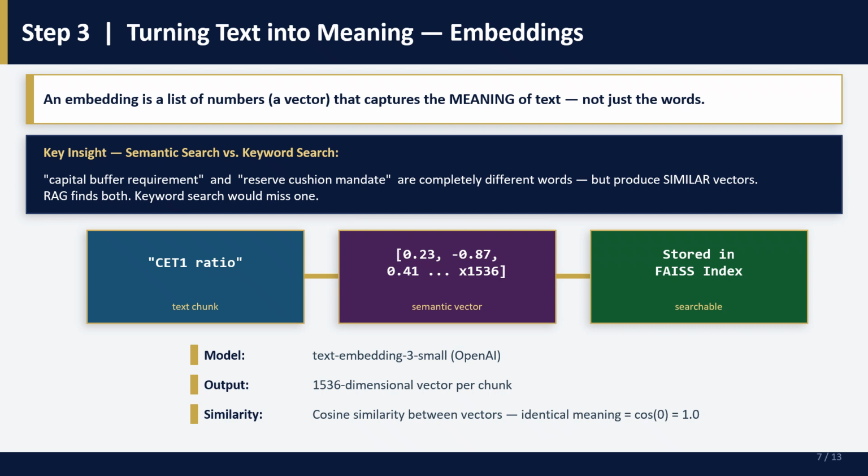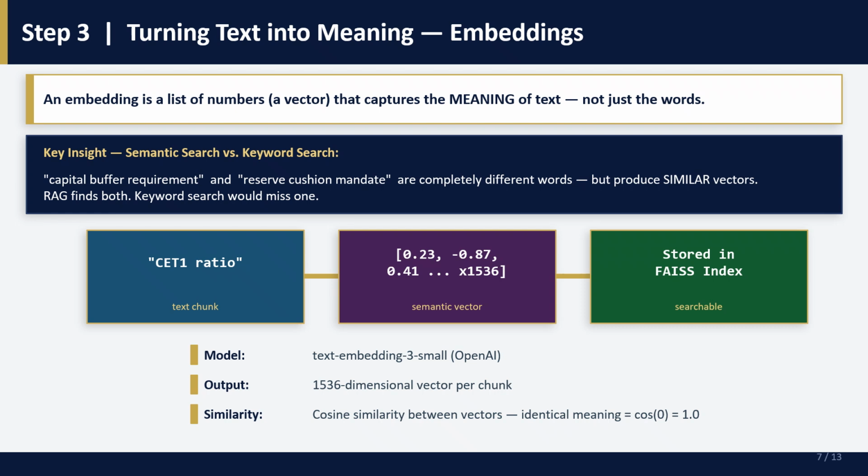Moving to step three. Step three is where the magic really happens, where you're turning text into meaning through embeddings. An embedding is a list of numbers, a vector, that captures the semantic meaning of a piece of text. Not the exact words, but the meaning. And here's the key insight that makes RAG so powerful.